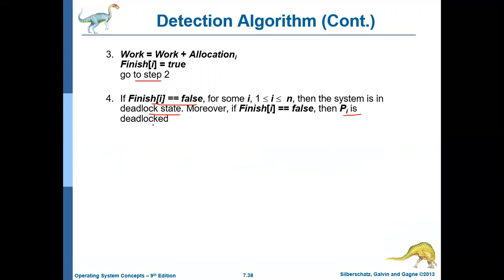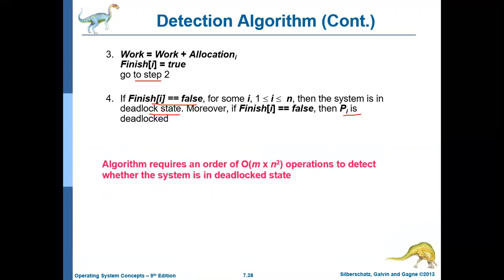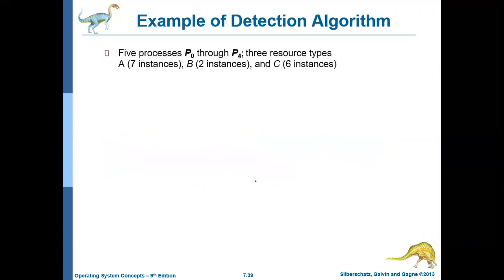It is very similar to the safety algorithm. There is no change at all. The only thing is, here the purpose for which it is used is different. Here it is being used to detect the deadlock. So this is how deadlock detection works. And this algorithm requires an order of m into n squared operations to detect whether the system is in the deadlock state or not. Let us now discuss this with an example.